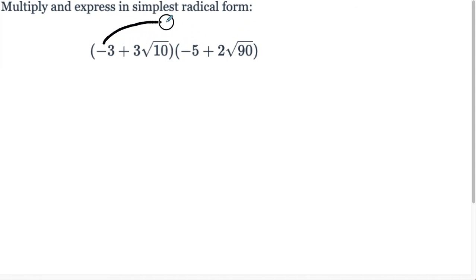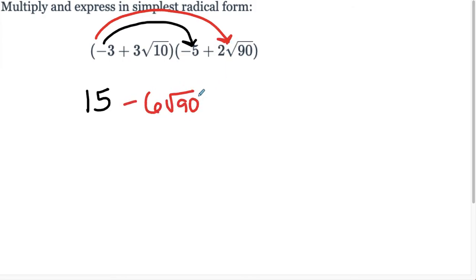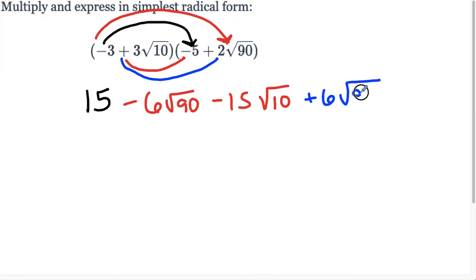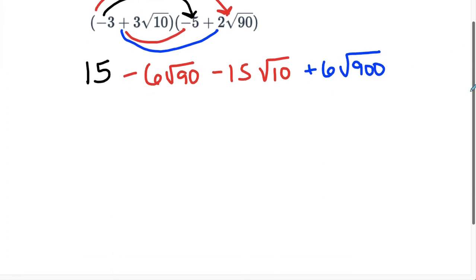So this would be negative 3 times negative 5, which is positive 15. And then this would be negative 3 times 2 radical 90, which is negative 6 radical 90. Okay. And then this would be 3 radical 10 times negative 5 is negative 15 radical 10. And then our final leap is positive 3 radical 10 plus positive 2 times positive 2 radical 90 becomes positive 6 radical 900.